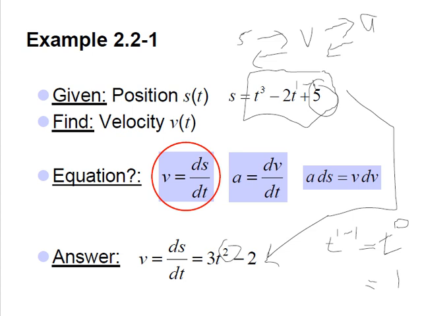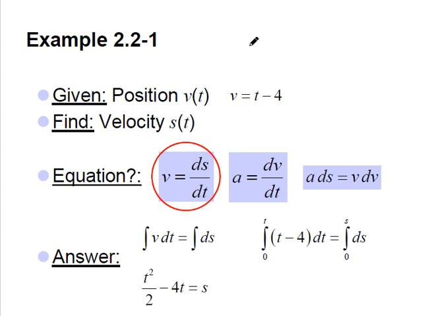Okay, all right, now this is backwards. Example 2.2-1: you're given actually a velocity. I think that somebody got this backwards. So it's supposed to be, let me change it.